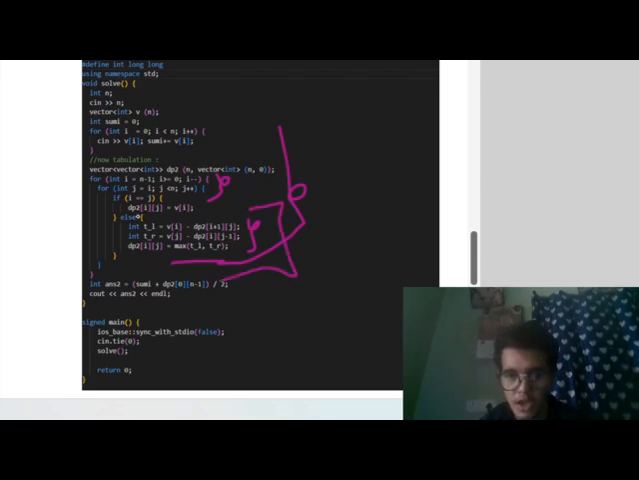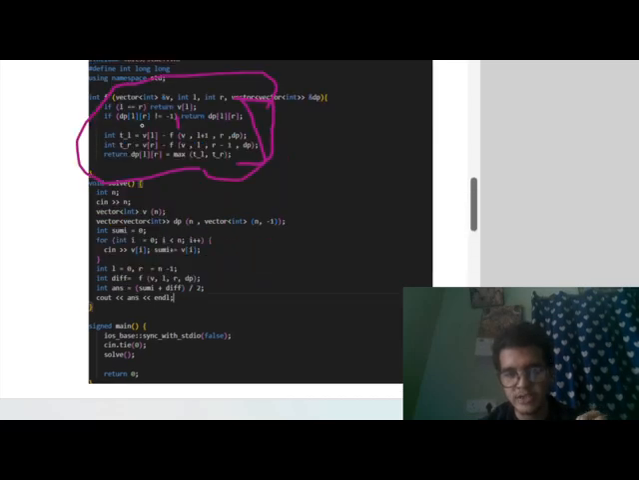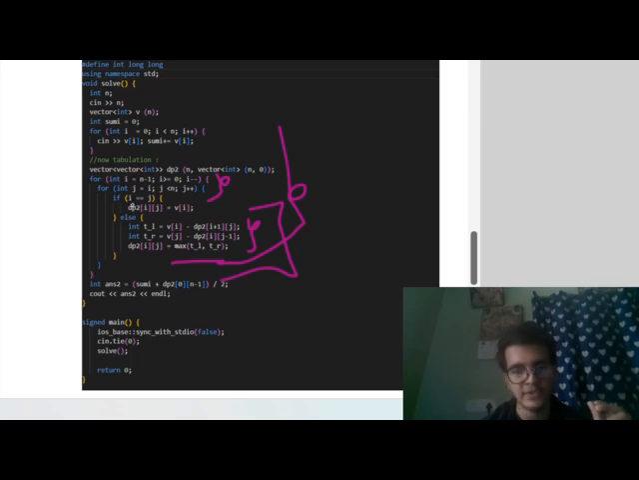Now in this the base case was when L is equal to R, take that number. Here also when I is equal to J, that means L is equal to R, we are taking that number V of I. This is clear.